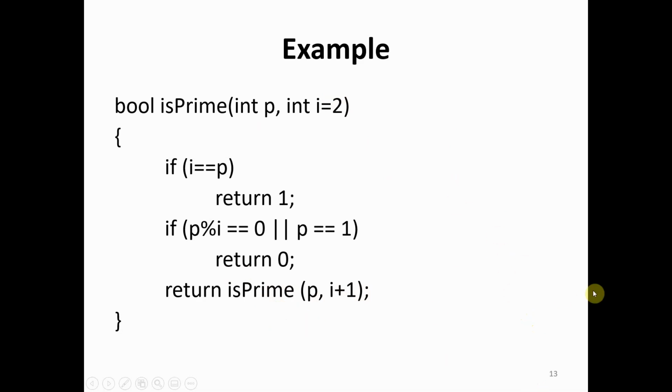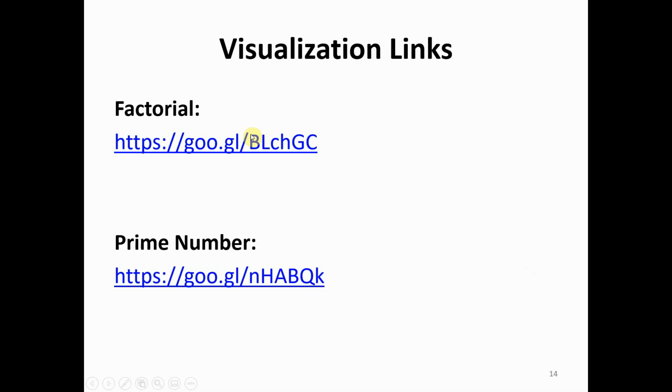If p is equal to 8, at the first function call, it's going to return 0. So then everything is done. So this is basically how this function works.